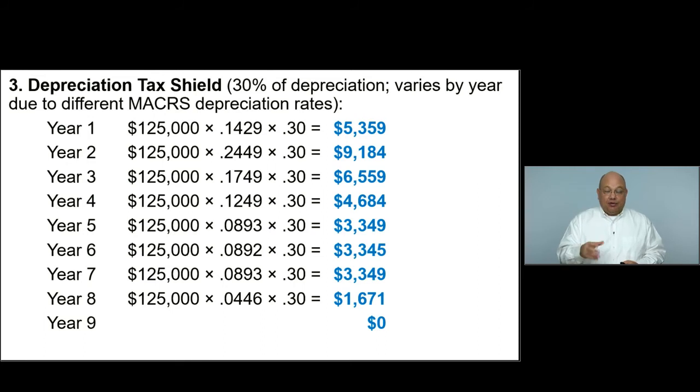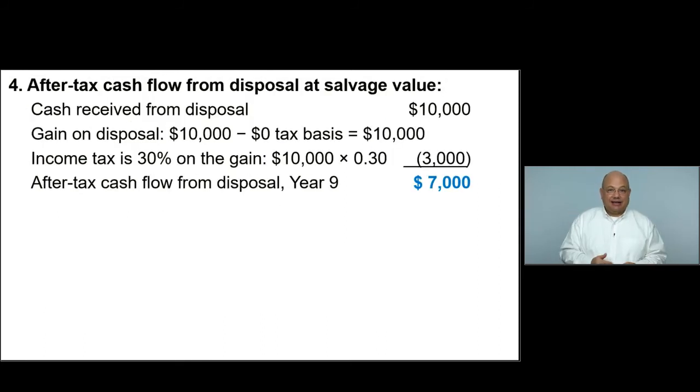At the end, we've got a couple of cash flows. We have the after-tax cash flow from disposal at salvage value. So we received $10,000. The gain on the disposal is all $10,000 because the tax basis is zero. The asset is fully depreciated. And under MACRS, we don't take into account a salvage value, so it's depreciated down to zero. So we have $10,000 cash received and a $10,000 gain.